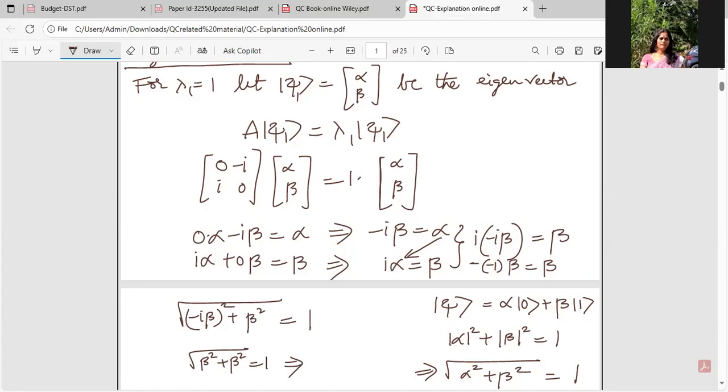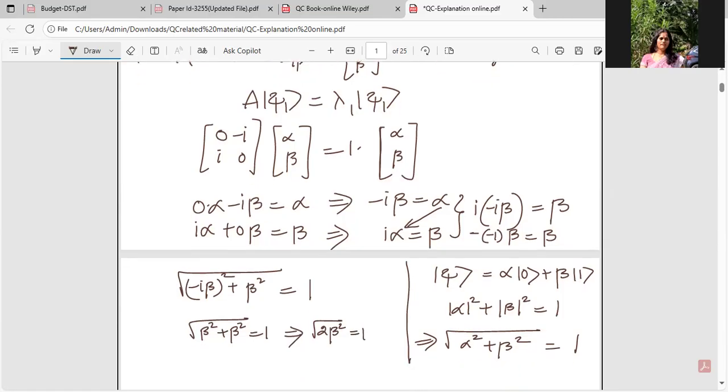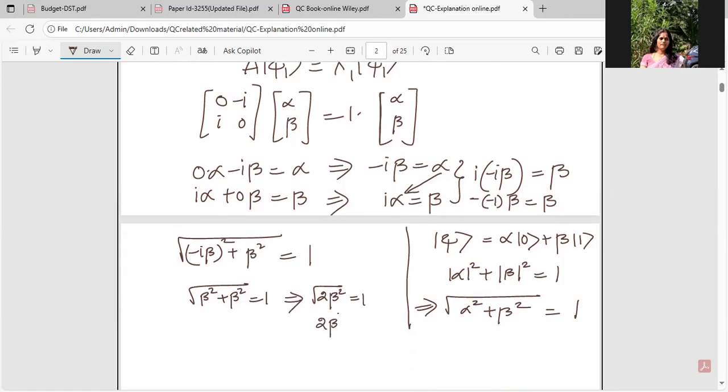Of course, from this also, I have something like that only. So what I will have is under root of 2 beta squared is equal to 1. Squaring on both sides, I will have 2 beta squared is equal to 1. I will write here in shortcut, s.b.s., squaring on both sides. So beta squared is equal to 1 by 2, or beta is equal to plus or minus 1 by root 2.